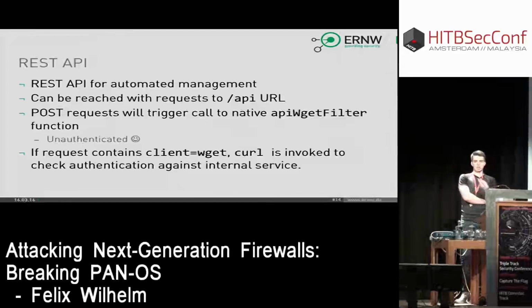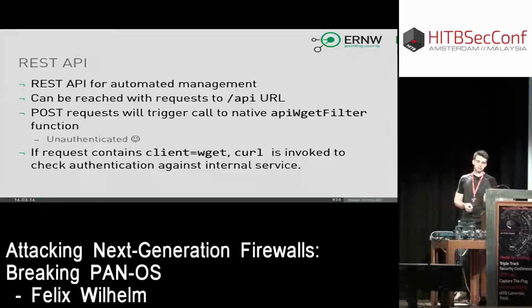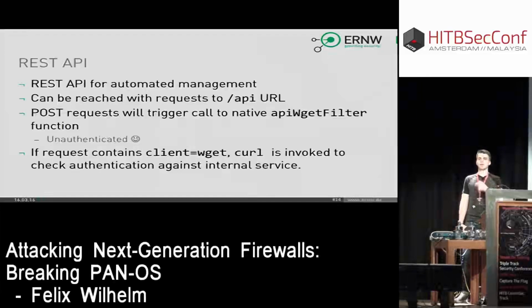One of them is the initial parts of the REST API. So basically, you just send an HTTP request to the device on the SSL port and request the /api URL, and then you are reaching all the code that's responsible for the REST API. And if you send a POST request to this URL, you will find out that this triggers a native function. It's called api_wget_filter function. This happens before any authentication happens, so this is unauthenticated.